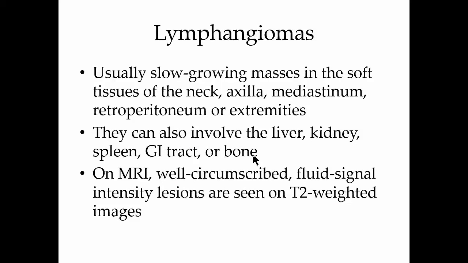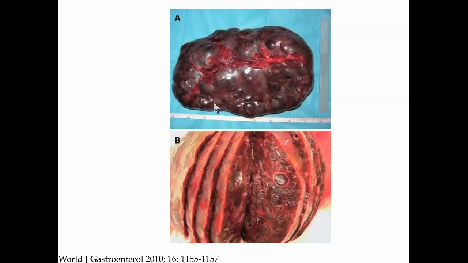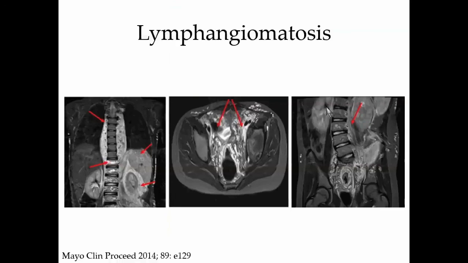So lymphangiomas are usually slow-growing masses in the soft tissues of the neck, axilla, mediastinum, retroperitoneum, or extremities. They can involve parenchymal organs as well, and very commonly involve the spleen, as I think I'll show you in a moment. And when we look on magnetic resonance imaging, these are well-circumscribed fluid signal intensity lesions, and they're seen on T2-weighted images. So here is an example of multiple lymphangiomatous cystic structures within the spleen. As I said, a very, very common presentation, and this is what the spleen would look like on gross examination.